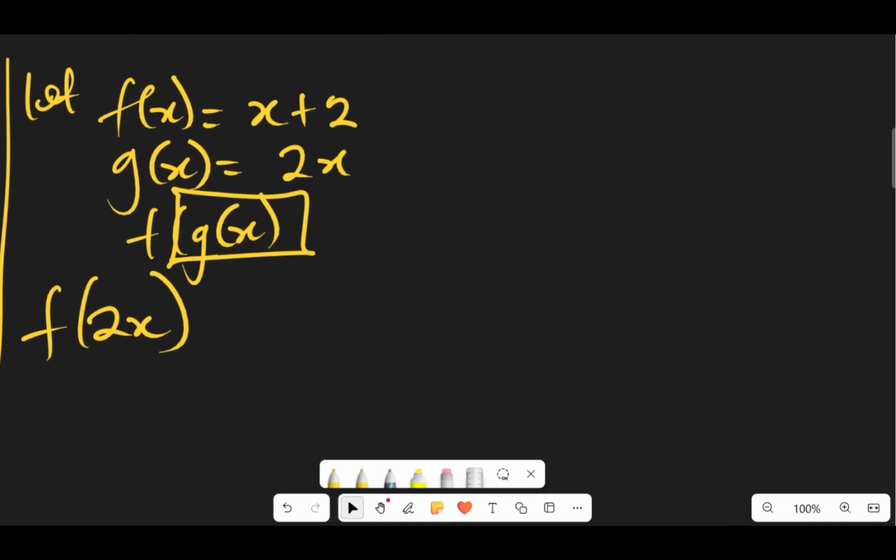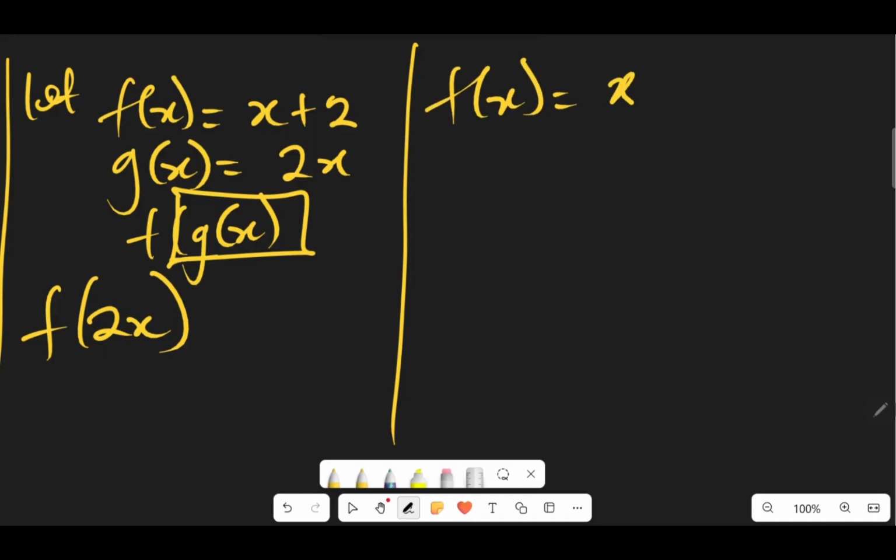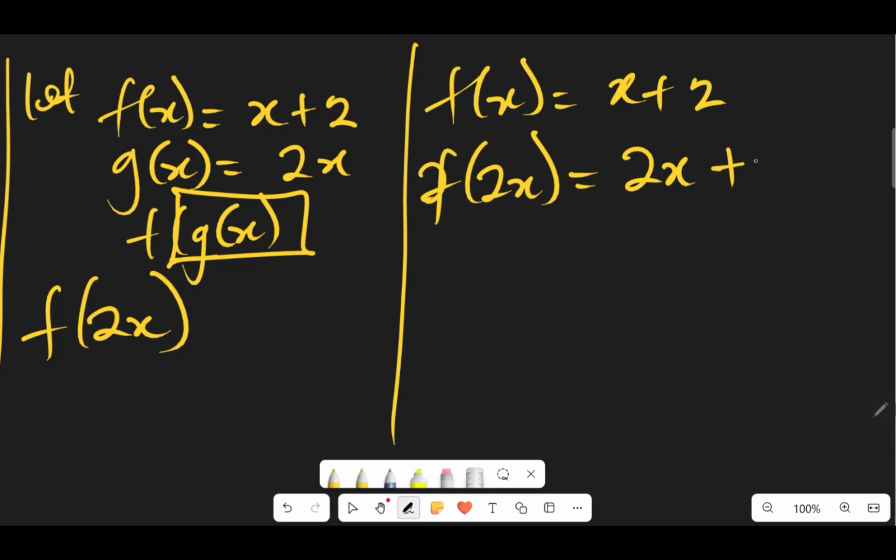Is that okay? So we'll put it in anywhere we get x in the f of x. So we know our f of x being equal to x plus 2. So we are finding f of 2x. So we are going to get 2x plus 2. And that is our final answer. So simple like that.